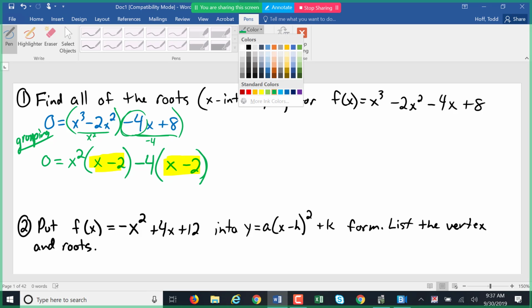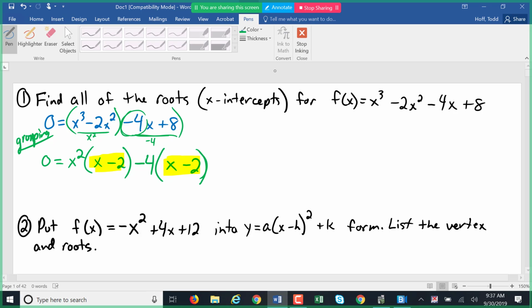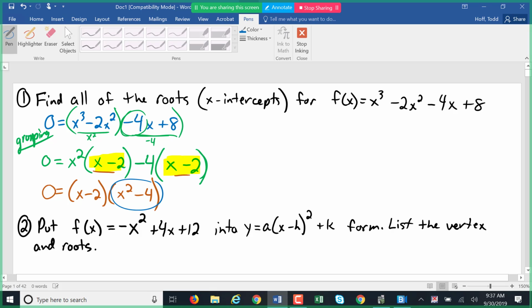So now we go back and we actually do a second greatest common factor here. What I'm going to do is pull out the x minus 2. And what's left there is x squared minus 4. Now we're not done because this can still be factored. So the x minus 2 is there. X squared minus 4 is x plus 2, x minus 2.